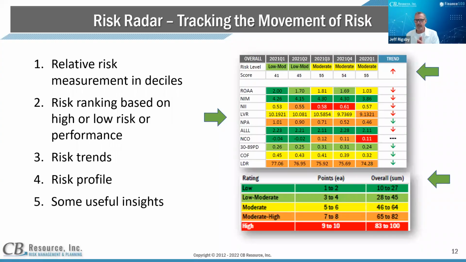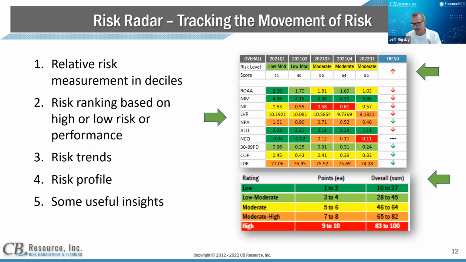But let's talk a little bit more about that risk radar. Again, this is a composite view of your bank, and you can see how it lays itself out. So the rating table below: low risk is given basically points, and you're kind of in the top two deciles. I'm rounding there a little bit. Low moderate would be a 3 to 4 point getter, and that puts you in kind of that 30 to 40 percentile range.